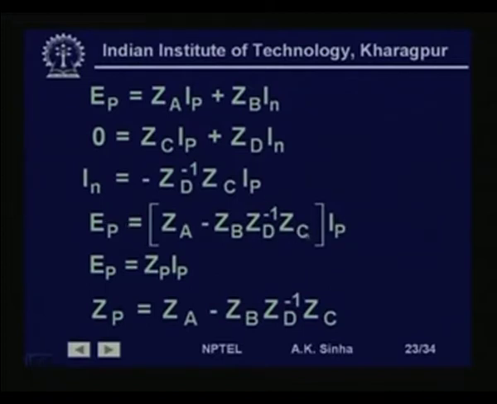Now, we can write this whole as Ep is equal to Zp into Ip, where Zp is this matrix here. This will be a 3 by 3 matrix. Zp is equal to Za minus Zb, Zd inverse Zc. So, this is what we will get, that is, we have eliminated in this equation the current In, and we are writing all the equations in terms of the phase variable. Only thing is, this is taken care by using Zd inverse and Zc from this expression.